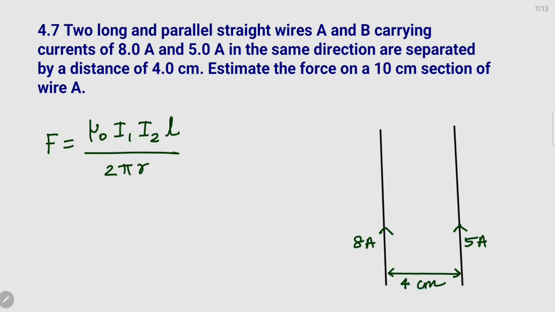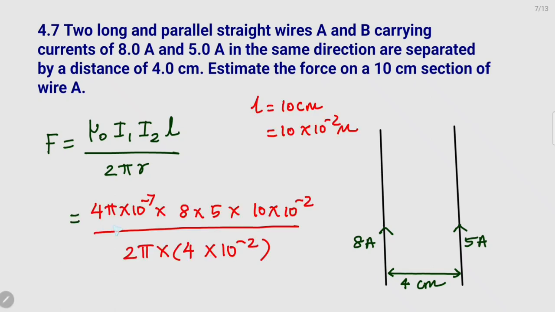So we know the formula. I've just written the formula: mu naught I1 I2 L by 2 pi r. So I'm just going to do a substitution after this. See, I just substituted. So mu naught value 4 pi into 10 power minus 7. I1 is 8 ampere, I2 is 5 ampere, and the length, estimate the force on a 10 centimeter section of wire. So that is basically L. So 10 into 10 power minus 2 meter by 2 pi r. So 2 pi again r, the separation between the wires. So don't confuse between r and L, that is important.